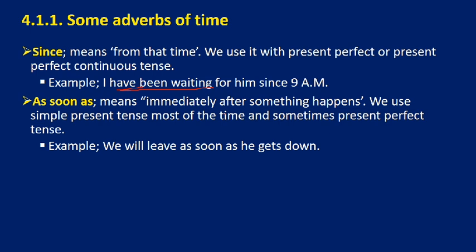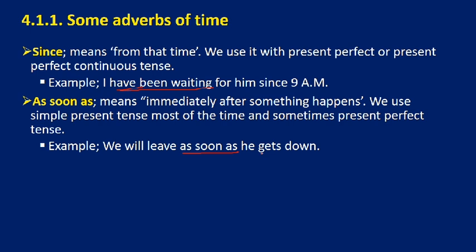And then we have as soon as ማለት immediately after something happens, ልክ የሆነ ነገር እንደሆነ ማለት ነው, ልክ የሆነ ነገር occur እንዳደረገ. As soon as ማለት immediately after something happens, so we use simple present tense most of the time, አብዛኛውን ጊዜ as soon as ጋር simple present tense ነው የምንጠቀመው. አንዳንዴ ደግሞ simple perfect tense ሊገባ ይችላል but that doesn't usually happen. So usually as soon as ጋር ለመጠቀም comfortable የሚሆነው የሚያመቸን is simple present tense. For example, we will leave as soon as he gets down.